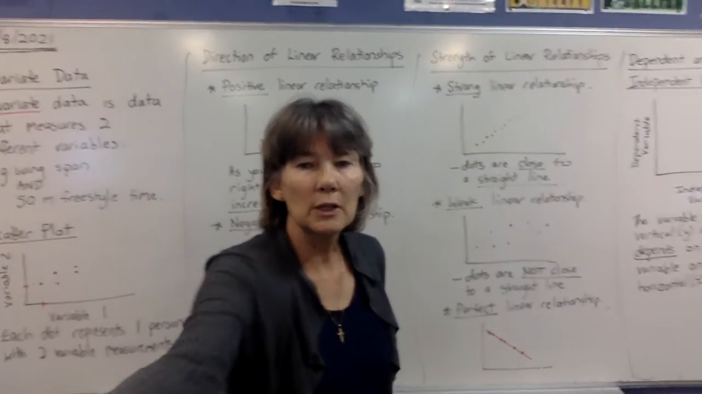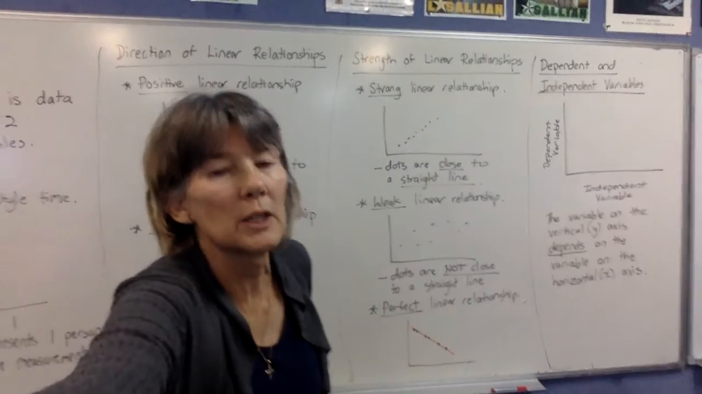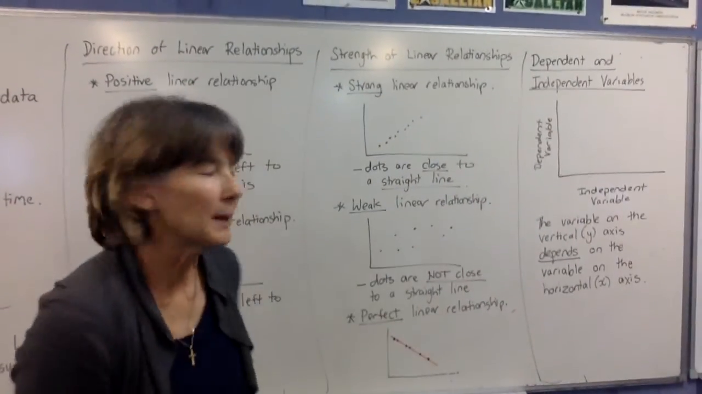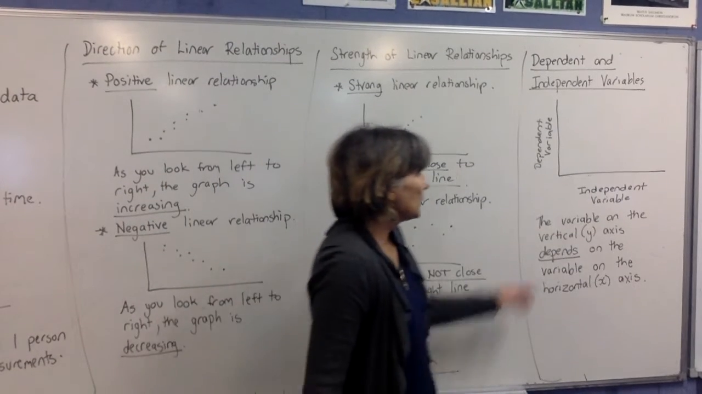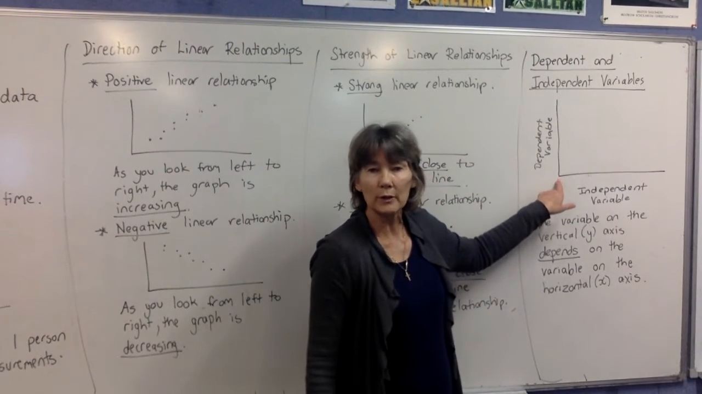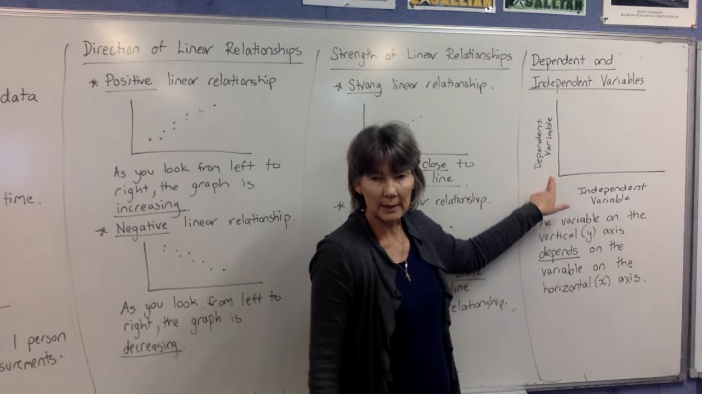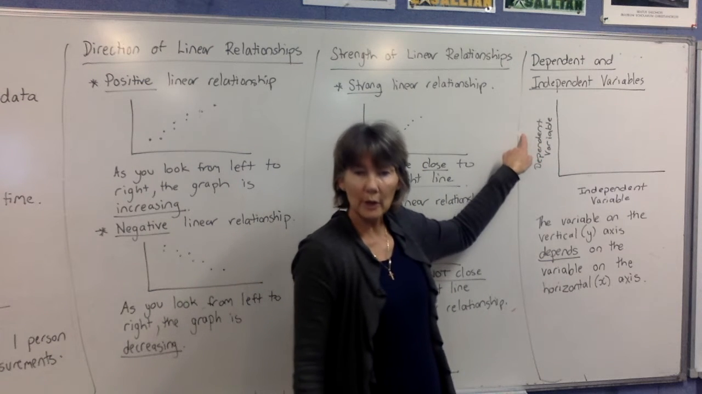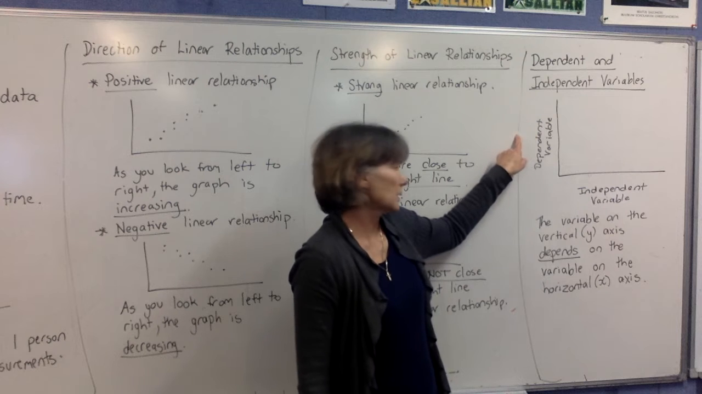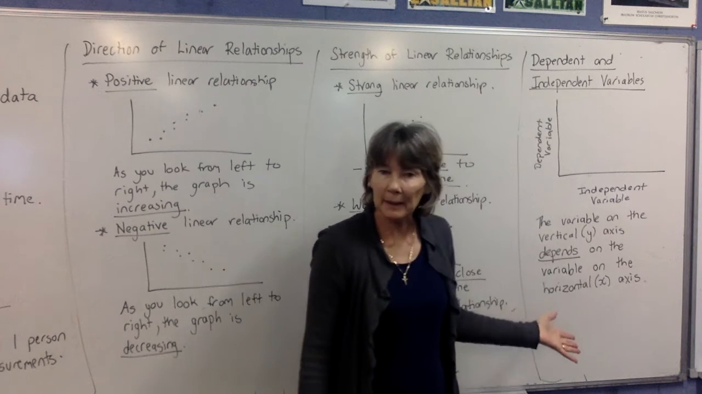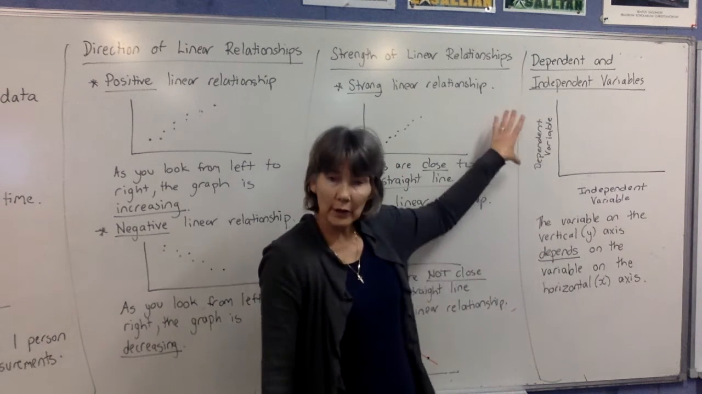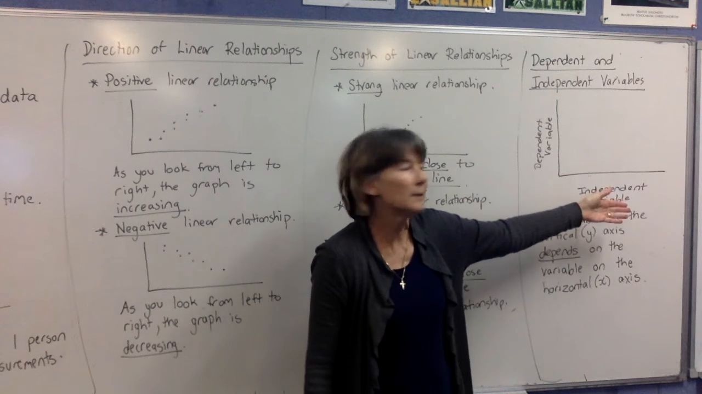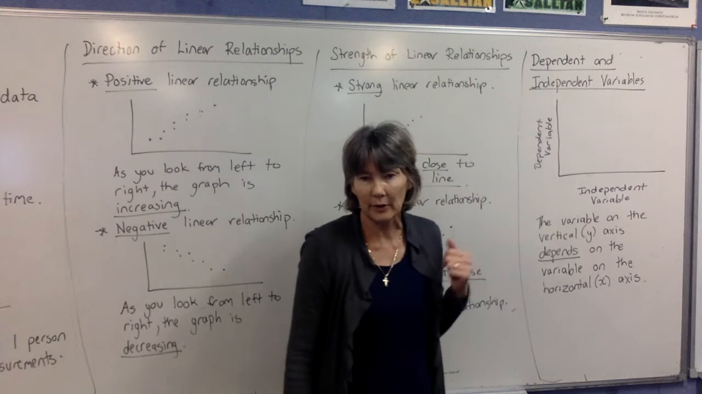Now the last thing we need to do just in this video today is the dependent and independent variables. The independent variable is always on your horizontal axis or your x-axis. The dependent variable is always on your vertical axis or your y-axis. So what is happening here is the variable on the vertical axis depends on what's happening down here on the independent variable.